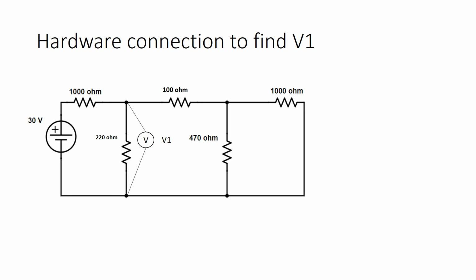Here is the hardware connection diagram. In order to find the V1, that is the voltage across 220 ohm, using superposition theorem, initially we are going to keep one supply and short the other supply, if the other supply is a voltage supply. If the other supply is a current supply, we will open the current supply. Here we have shortened the 20 volt and we are giving only 30 volt, and we are going to find the voltage across 220 ohm by connecting the voltmeter in parallel with the 220 ohm resistor.